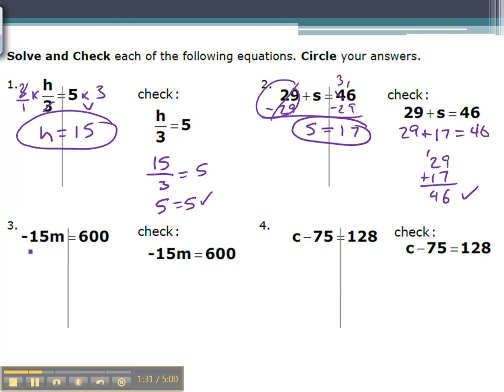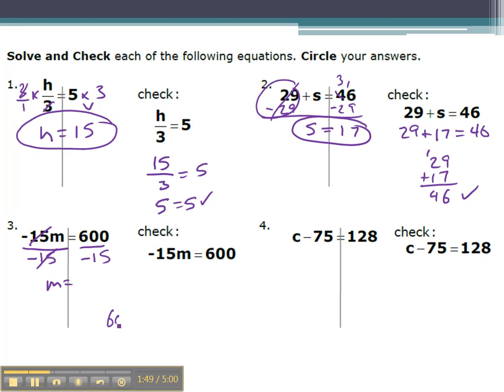On 3 we have negative 15m equals 600. Negative 15m is negative 15 times m. So we're going to undo that multiplication with division. Divide both sides by negative 15. Because negative 15 divided by negative 15 is 1, so we have 1m on the left.